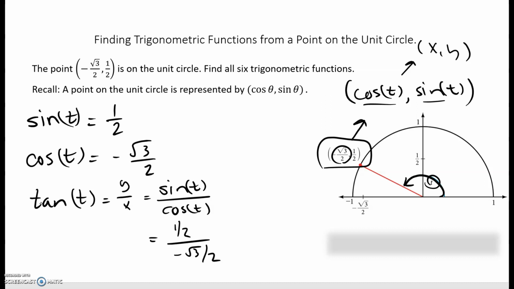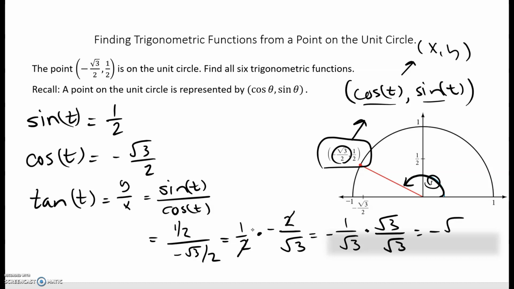If I've got a fraction divided by a fraction, this is going to be 1/2 times, and then flip this bottom fraction, which is negative 2 over the square root of 3. These 2's will cancel. Don't cancel that negative. It's going to be negative 1 over the square root of 3. Again, I have a radical in the denominator, so I need to rationalize.